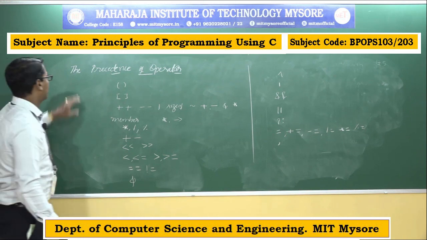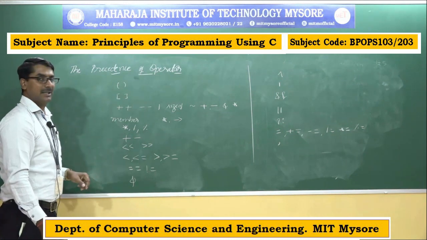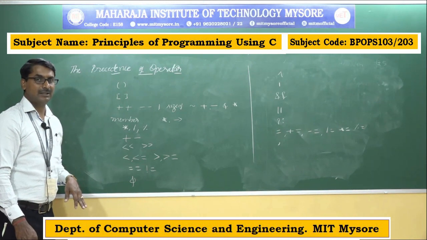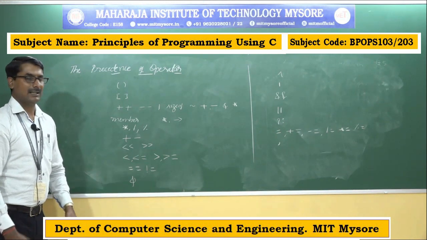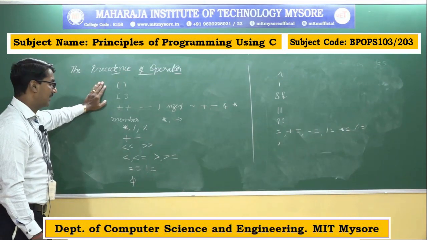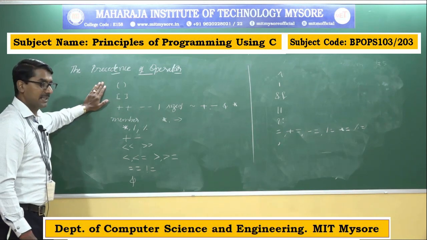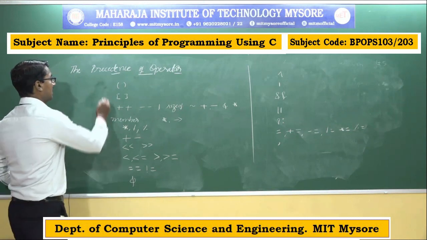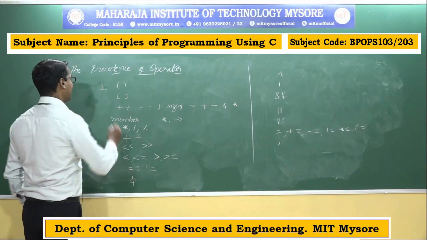Okay, the next topic is the precedence of the operator. The precedence of the operator is important. In C language, each operator is assigned a priority and an associativity. The expression is evaluated based on the precedence, that is, the priority of the operator. Here the first priority is for the open bracket and close bracket.